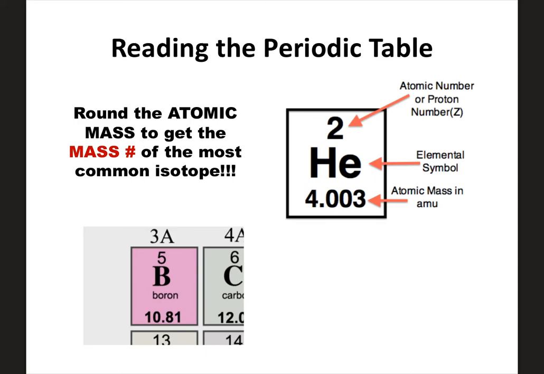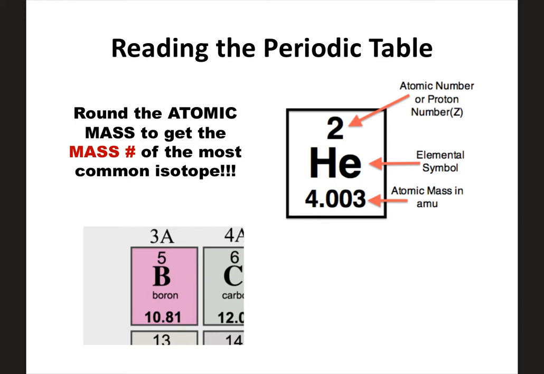So if you look at your periodic table, the number on the bottom, the one with the decimal, is the average atomic mass. That's not the mass number. But if you round this number to the nearest whole number, you can get the most common mass number for a particular element. It's the most common isotope mass number for that element.